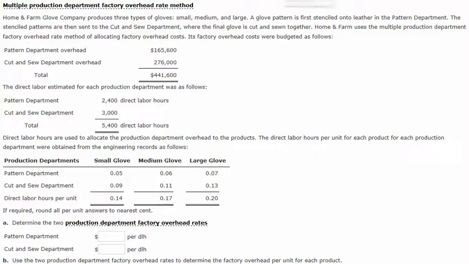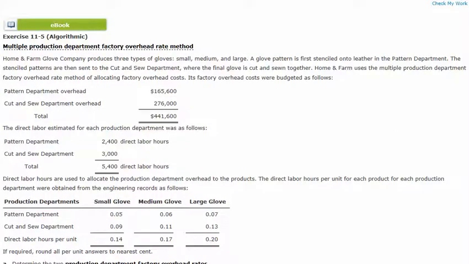This is from Chapter 11, 1B, and this is exercise number 3. We are going to be looking at the multiple production department factory overhead rate method. So we're using more than one department. I immediately can see I have a pattern department overhead of 165,600. I have a cut and sew department overhead of 276,000. My total overhead is 411,600.